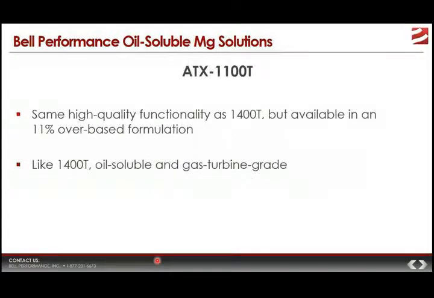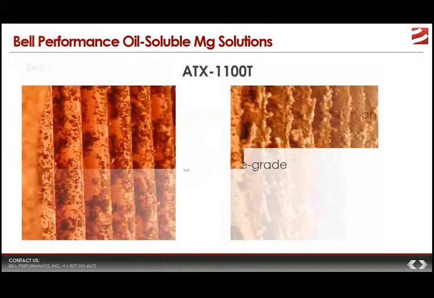The other formulation, ATX-1100T, has the exact same functionality as 1400T, but as you might be able to infer, it is not a 14%, it is an 11% magnesium formulation. Otherwise, you can say exactly the same things about it. It's oil soluble, it's gas turbine grade, it fixes corrosion problems, it interacts with deposits, it does everything that you need magnesium to do in heavy fuel oil, and it's suitable for use with gas turbines.